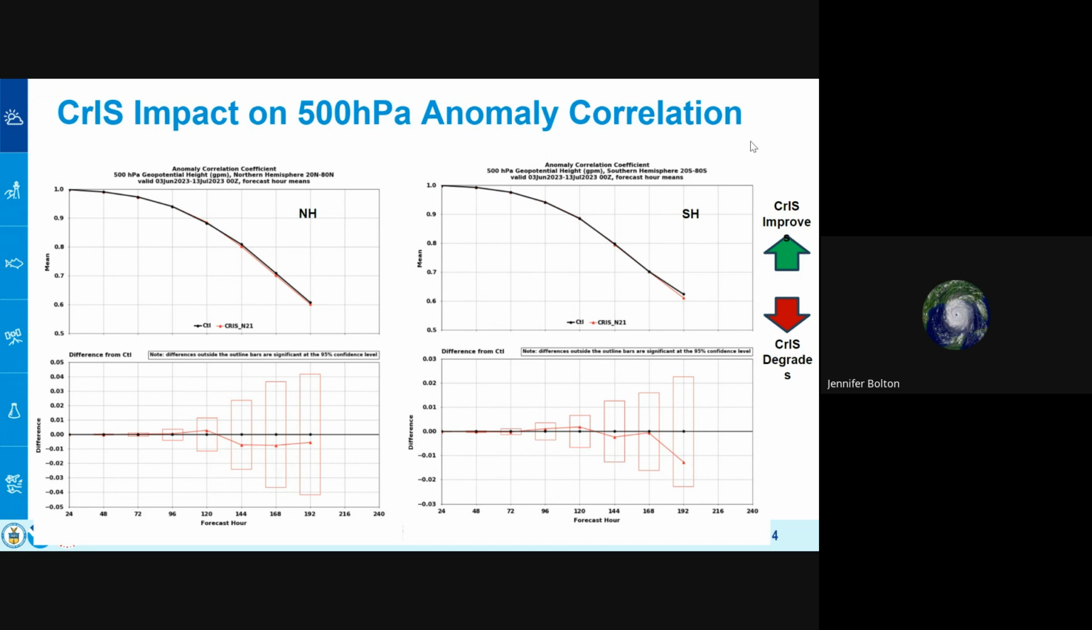So CrIS on NPP, for example, has already experienced issues and we can't assimilate it any longer. We don't know how long some of the other legacy instruments are going to stay flying. We're assimilating data that was supposed to have fallen out of the sky a decade ago. At some point, they are going to fall out of the sky. So making sure that we get the stuff into the system is really important from a risk reduction perspective.